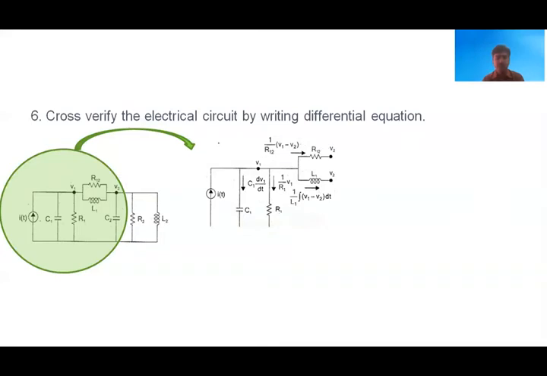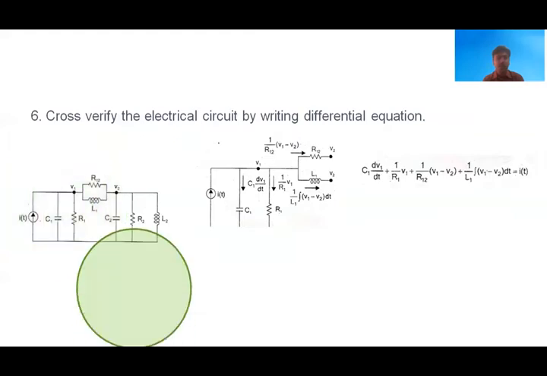Now we'll combine all these currents to get the differential equation. By the KCL, the sum of the incoming currents is equal to the sum of the outgoing currents. Here the incoming current is only I of t, the source current. It is equal to the sum of the remaining currents. Therefore, C1 dV1 by dt plus 1 by R1 V1 plus 1 by R12 into V1 minus V2 plus 1 by L1 integral V1 minus V2 dt is equal to I of t.